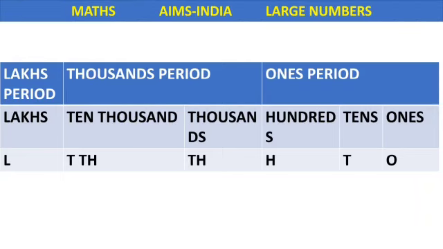Children, do you remember what we have learned in the previous class? We've learned about two new place values which are 10,000s and lakhs, and we've also learned about periods, right? Ones period has the place values ones, tens and hundreds. Thousands period has the place values thousands and 10,000s. Lakhs period has the place values lakhs and 10 lakhs.